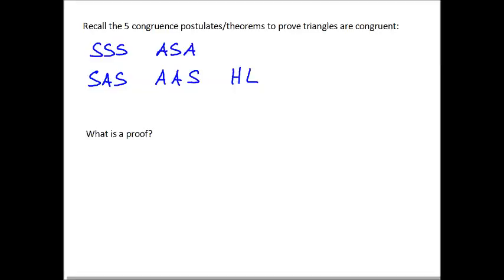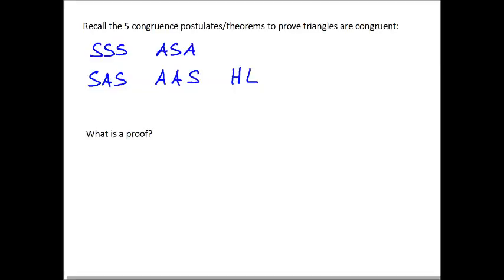Essentially, another way to think about it is you have all possible combinations of the letters S and A with 3 letters, except for our 2 that we can't use, one of them being AAA because we always need a side, and the other one being the one that spells a bad word, and we don't use bad words in math. And then we also have as the 5th one, our special case, the hypotenuse leg theorem.